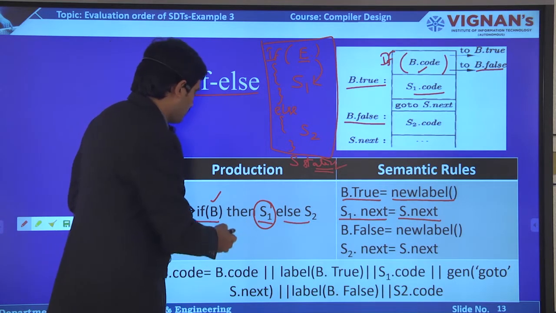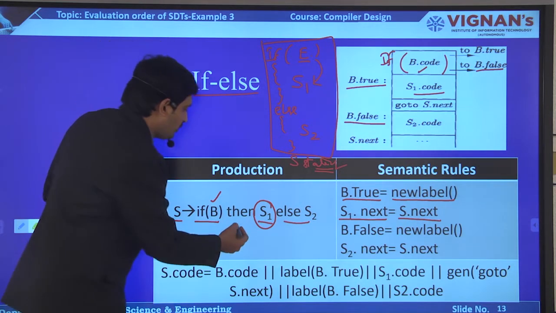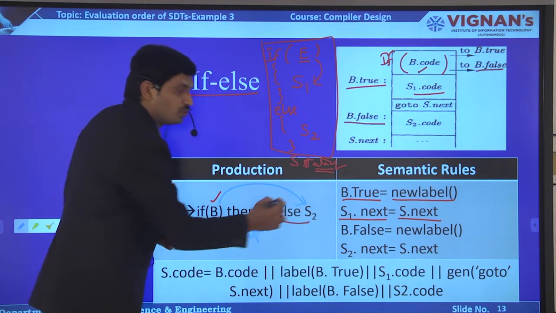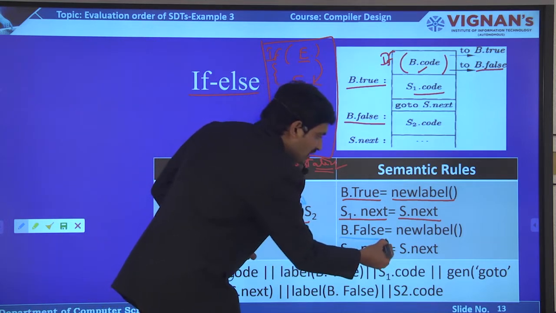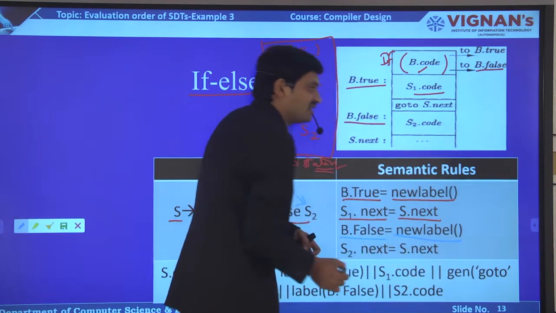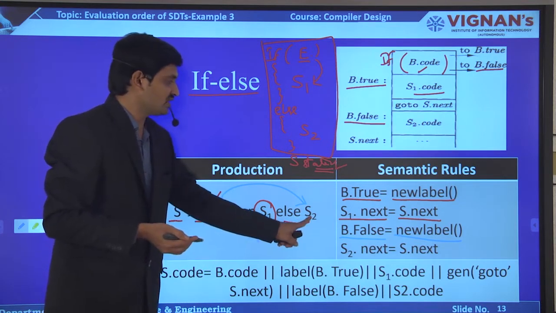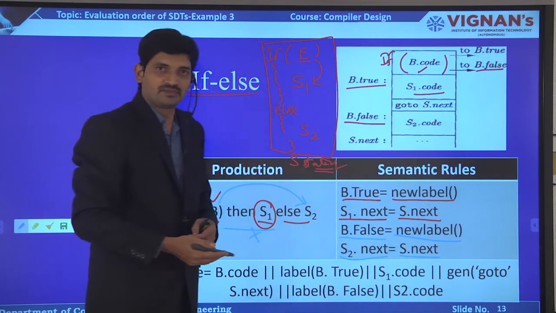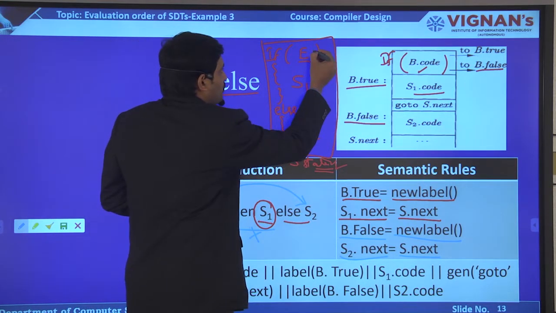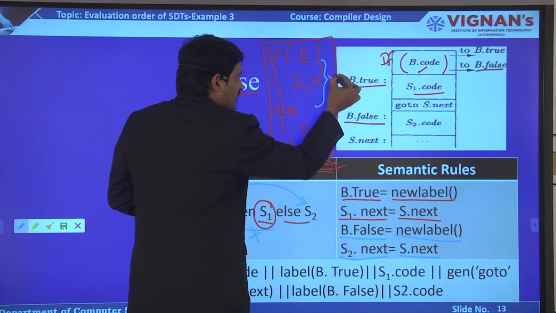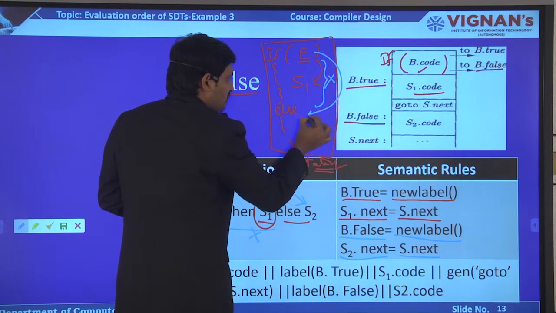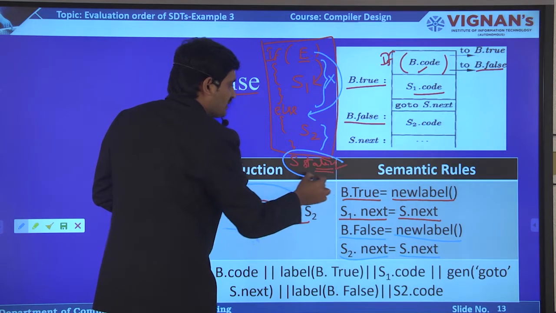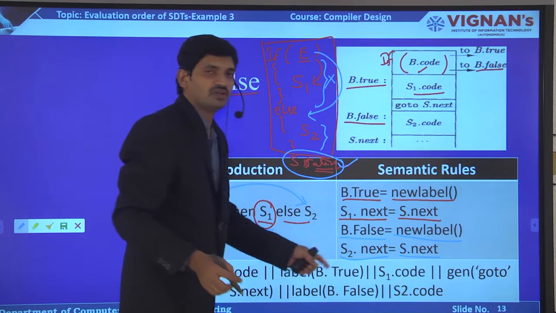Okay. Next, if B is false, then no need to execute this S1 statement. Simply skip it and go directly to S2. So if B is false, I am creating a new label again. That means I am going to execute this S2 block. So S2.next equal to S.next. That means if this expression is false, no need to execute the if part. Go to this else statement and execute the entire S2 statements. After that, if any statement exists, I am going to execute that one.